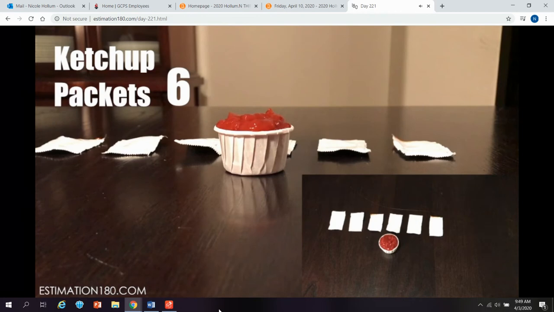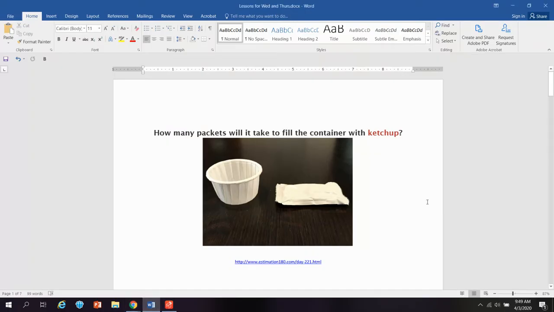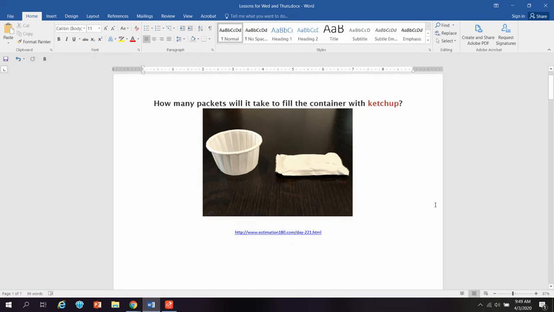All right, if you came up with 6 packets, great job. Let's go to our volume lesson today. Yesterday, we talked about how to measure volume when we're using things like a measuring cup or a graduated cylinder. How do we read that scale? How do we look at the intervals to tell, are they counting by 1s, 2s, 5s, 10s? Today we're going to do a little work with that, but we're going to add that into a word problem.